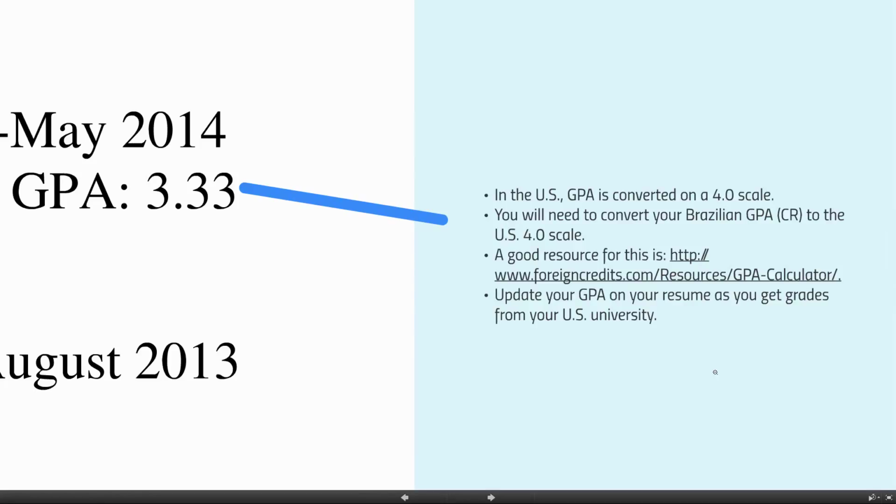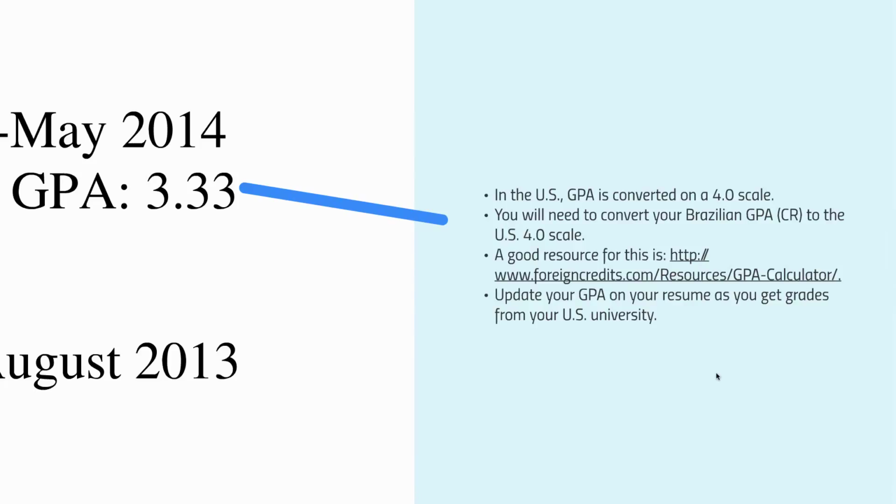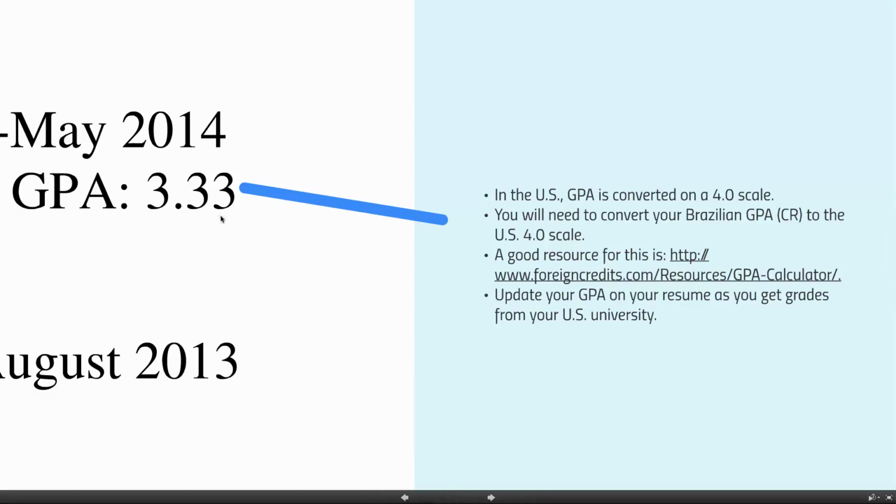And then at the end of this semester, once you've gotten your first semester grades, you will get a transcript, and on that transcript will be your GPA. They will calculate it for you so you don't have to do any work, and you can just take that GPA and switch it with the converted Brazilian GPA that you had on your resume before.